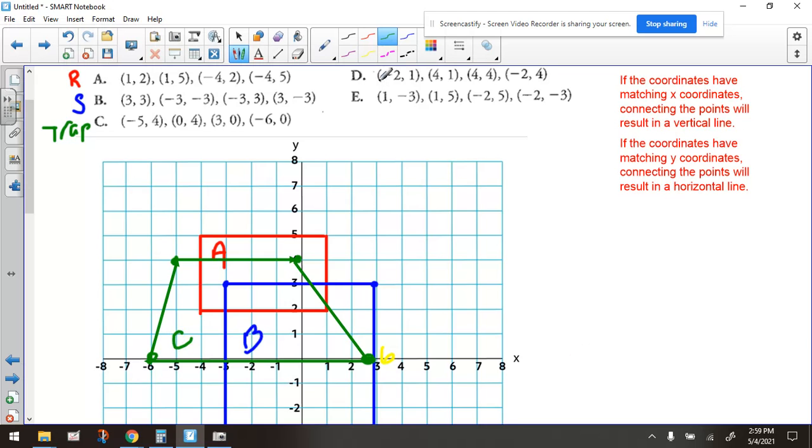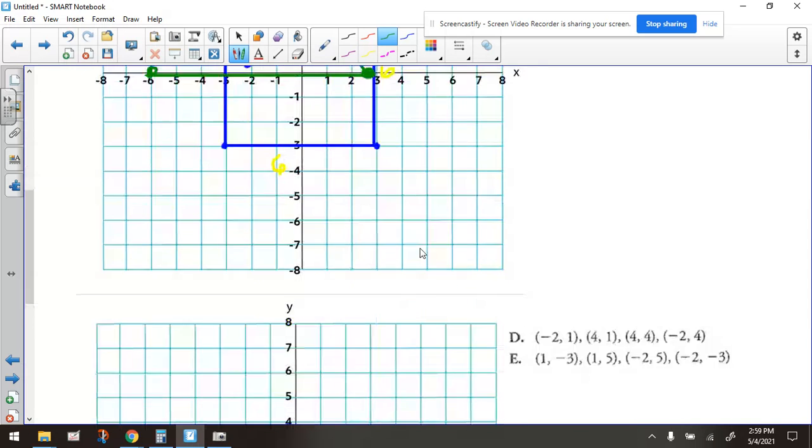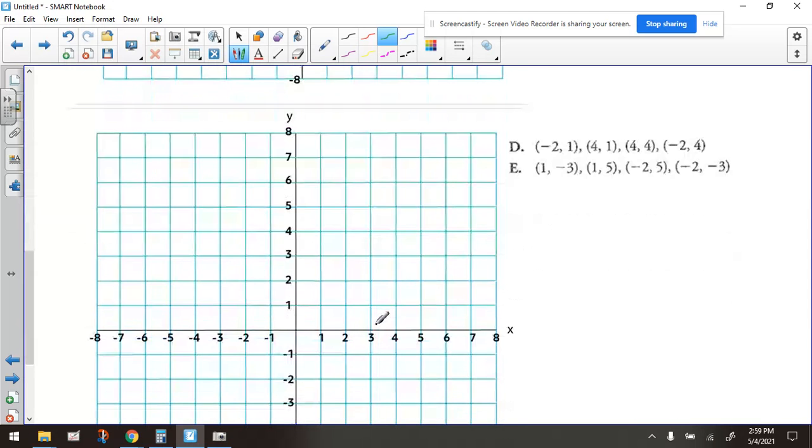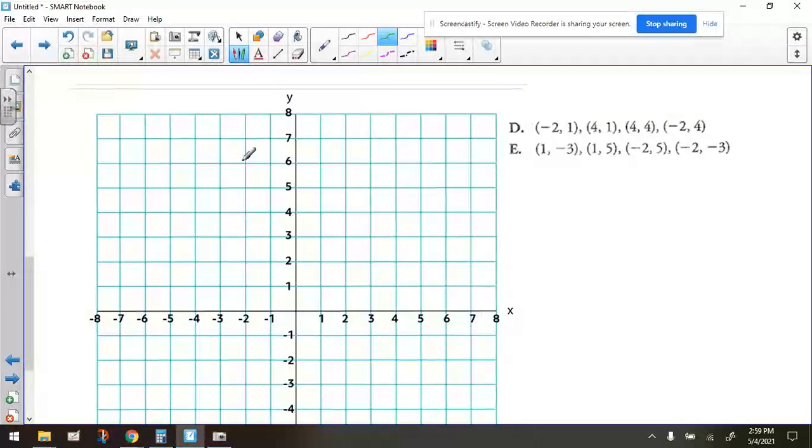All right, now what I did is I created another coordinate plane, and we'll do choices D and E down on this coordinate plane. So let's go ahead and plot. -2 would be left 2 and then up 1. So that's the ordered pair. Over 4, up 1. Over 4, up 4. Left 2, up 4.